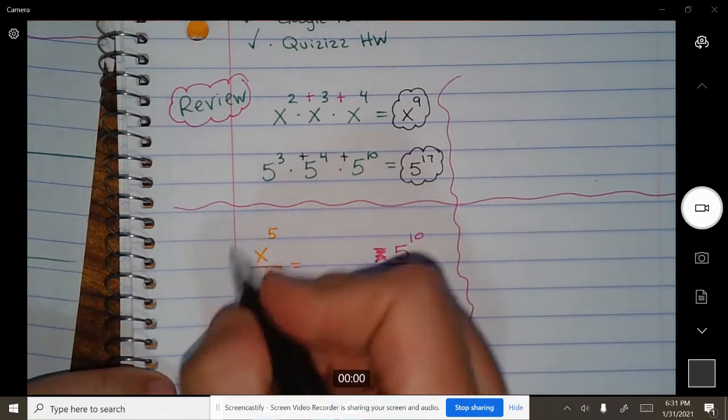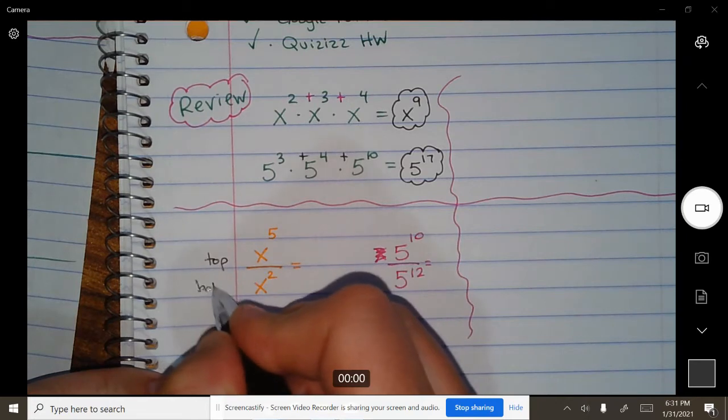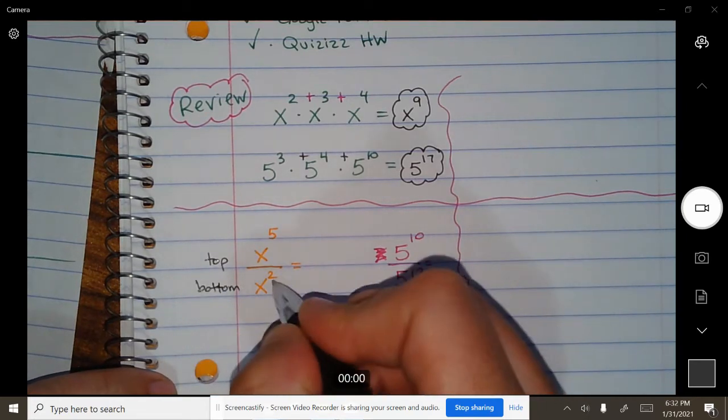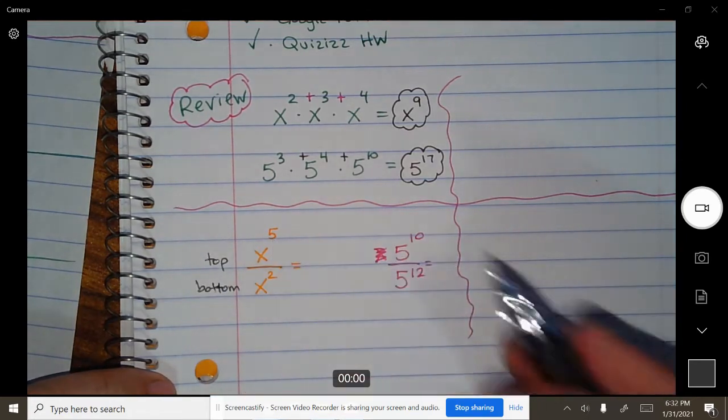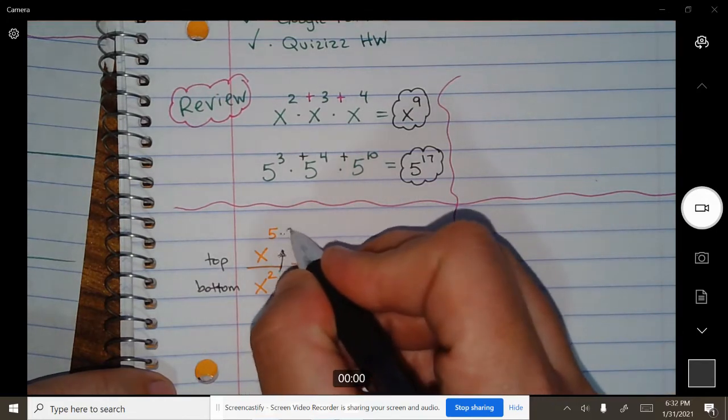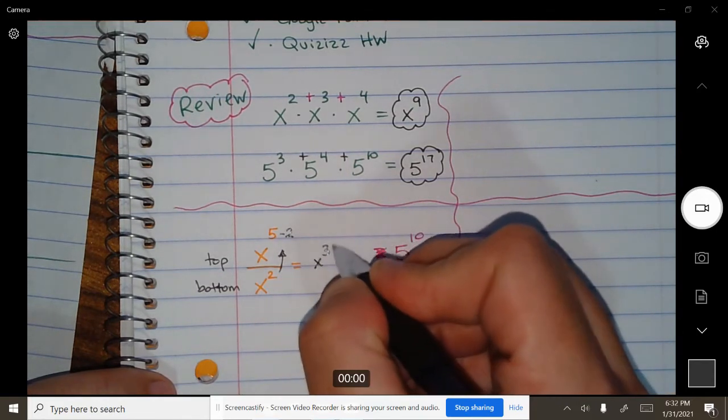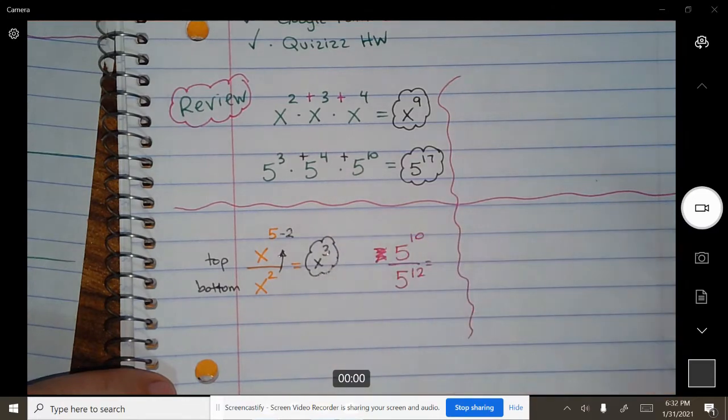If you remember the rule, the top versus the bottom, right? Who's going to win the battle? Who's going to win the fight? The top's going to win the fight because there's more soldiers, right? But what are you supposed to do? You're supposed to subtract. So x to the third.